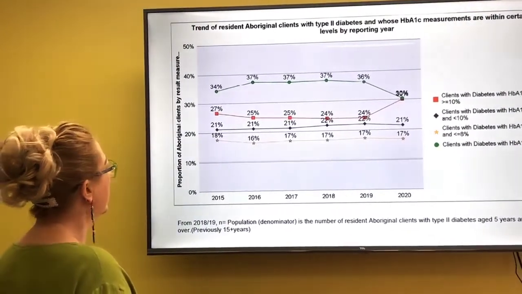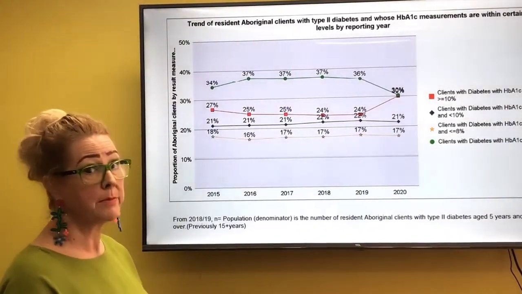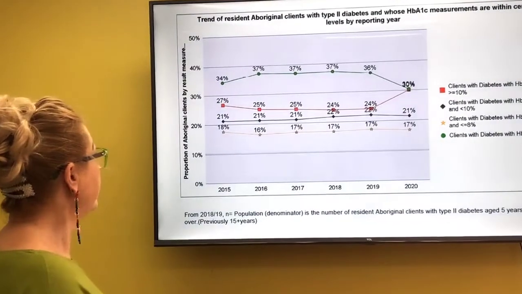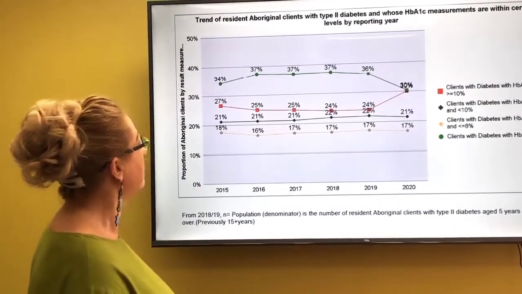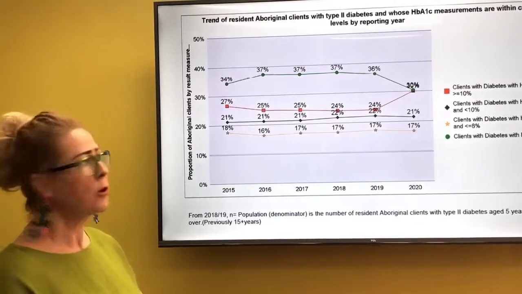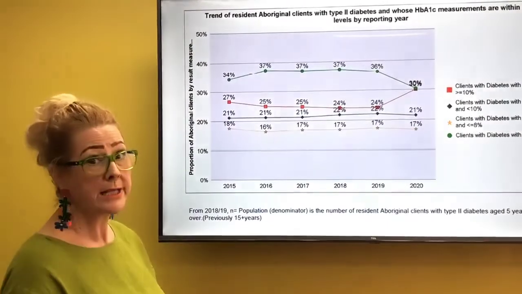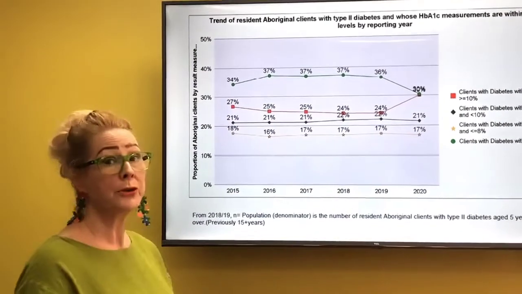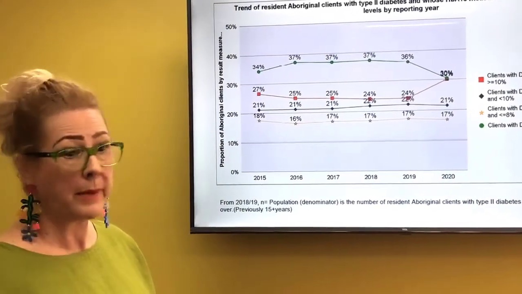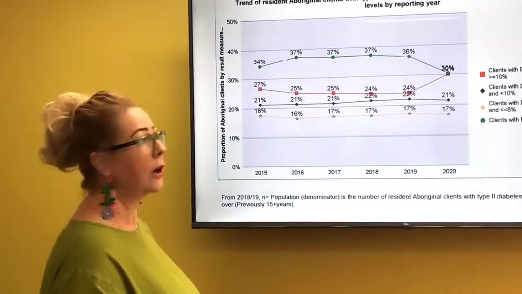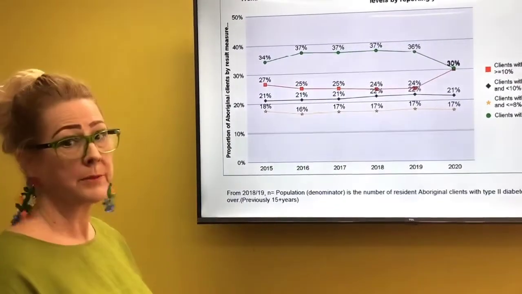If we look at the next line, which is our clients with diabetes with an HbA1c of greater than 10%, we see in 2015 it was 27%. It decreased slightly. In 2019 it was 24%. But then from 2019 to 2020, it increased by 6%, also up to 30%. Again, you ask the question, what's happening here? The 2 lines below, as we can see, stay fairly stable from 2015 up to 2020.